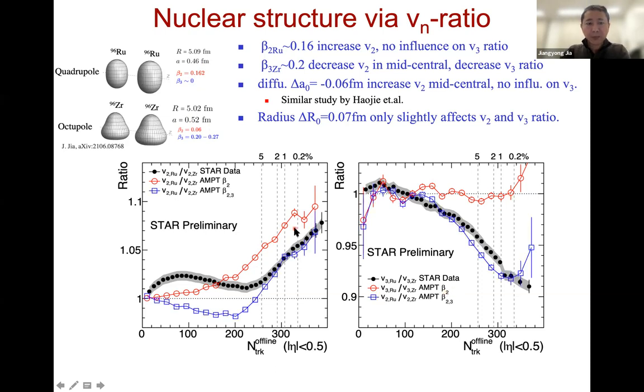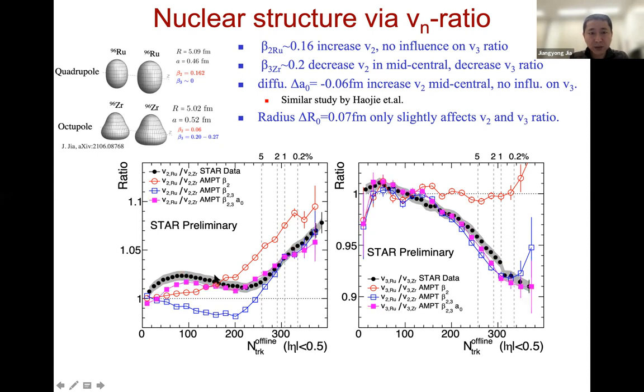Now, if I then put in the beta 3, the beta 3 of zirconium is quite large. What this does is make the ratio go below one, because zirconium is in the denominator and its V3 is larger, therefore this goes lower. You see the V3 ratio now is very close to the data, but the beta 3 also influences the V2 in the mid-central collisions, and also in the central collisions. So the whole thing goes down a little bit, okay? And it misses the data here.